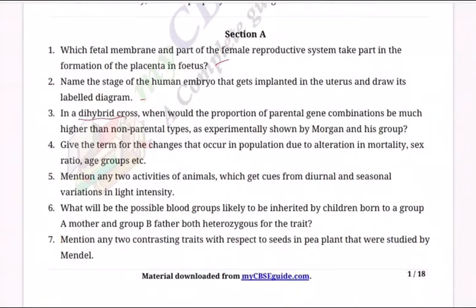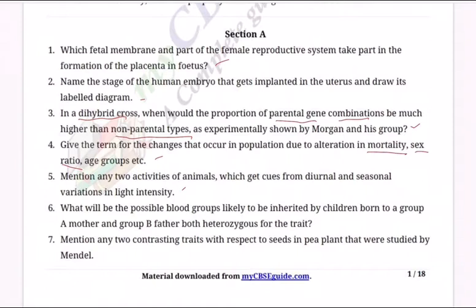In a dihybrid cross, when would the proportion of parental gene combinations be much higher than non-parental types, as experimentally shown by Morgan and his group? Fruit fly. Question 4. Give the term for the changes that occur in population due to alteration in mortality, death rate, sex ratio, male, female, age group. Question 5. Mention any 2 activities of animals which get cues from diurnal and seasonal variations in light intensity.